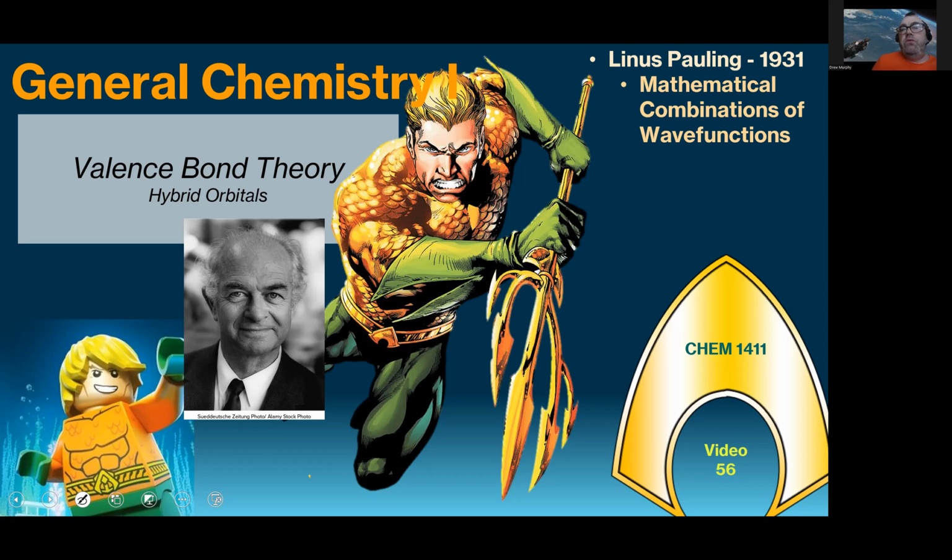All right. So valence bond theory was put out by Linus Pauling. This is Linus Pauling here, the same guy that did the electronegativity scale, all that fun stuff. Essentially, what we're saying here is this is a mathematical combination of wave functions. I say that to scare us, but it's fine. We're not going to do any math. We're just going to look at pictures and try to think about geometry.